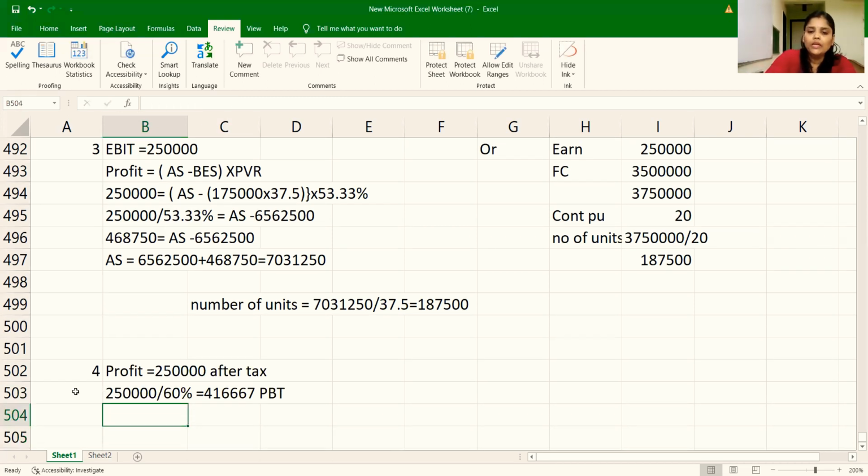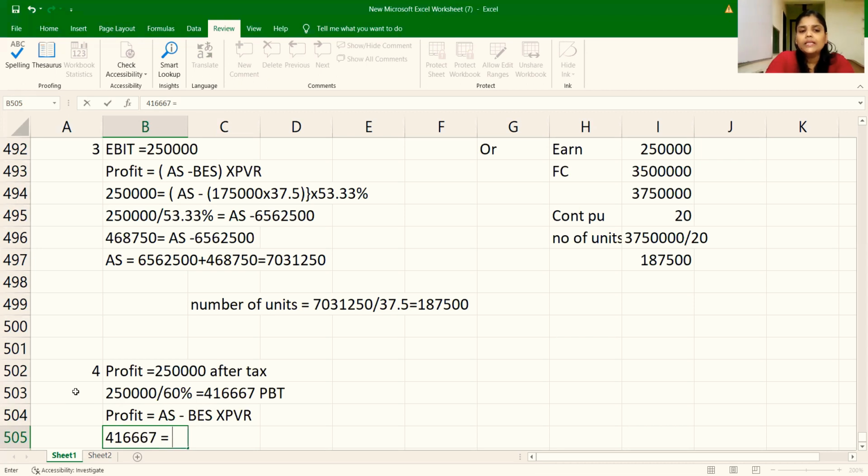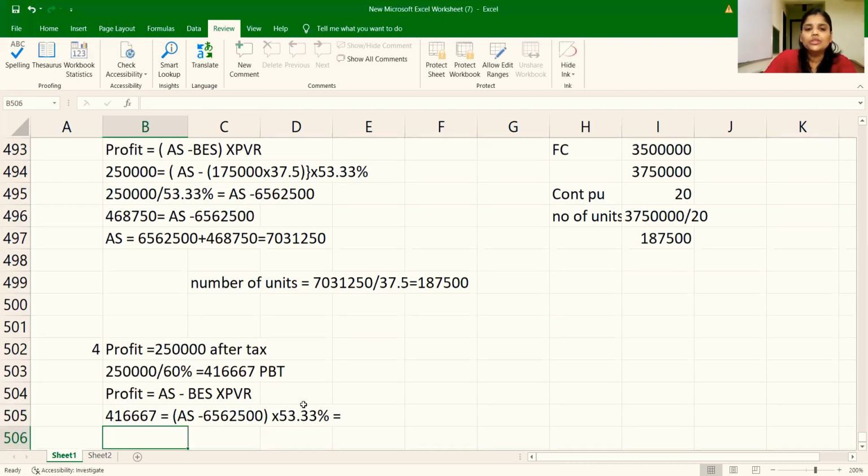So if I put it in the formula, profit is equal to actual sales minus break-even sales into PVR. What is the profit I need? 4,16,667. What is the actual sale? That is what I have to find out. And what was the break-even sale I had calculated earlier? 65,62,500. This whole thing will be multiplied with the PV ratio, which is 53.33%. So just check what answer you're getting. Solve this equation, you'll get the answer.